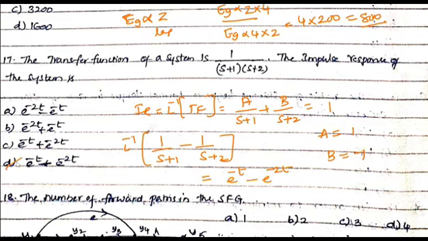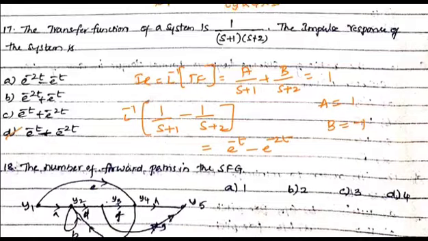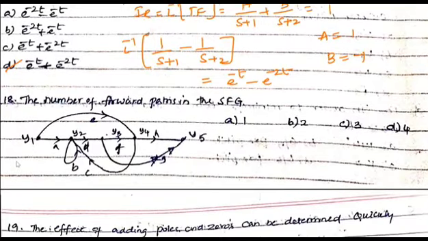I'm not going to discuss in detail each and every question, I'm just giving the hint. You can find all the questions in my previous videos here. Next one, the number of forward paths in a signal flow graph here. So signal flow graph here, observe here. The direction is upwards like this, and you can try here. The number of forward paths are 4 for this question here.